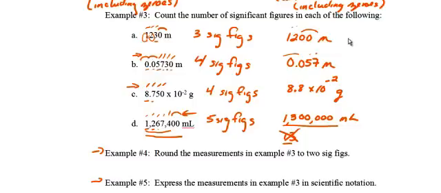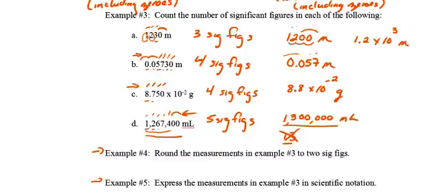All right, so let's go ahead and do that. 1,200, you want the decimal after the first non-zero number, so we have 1.2 times 10 to the, well, if you put the decimal here, 1, 2, 3 spaces to the right, we'll move it back to where it should be. So that's going to be 1.2 times 10 to the third meters.